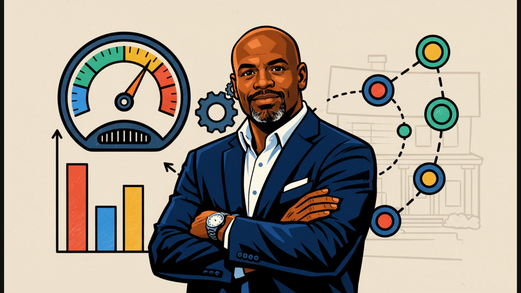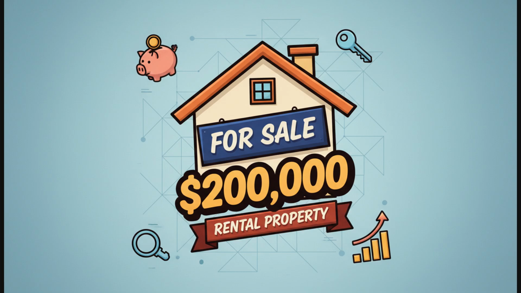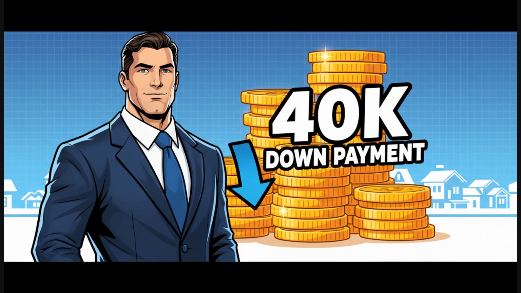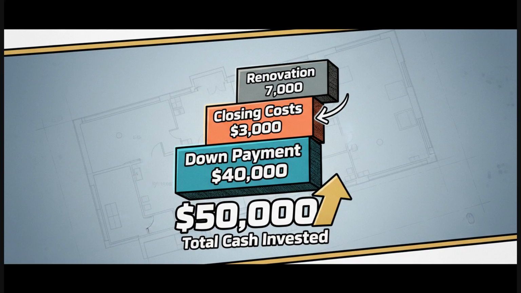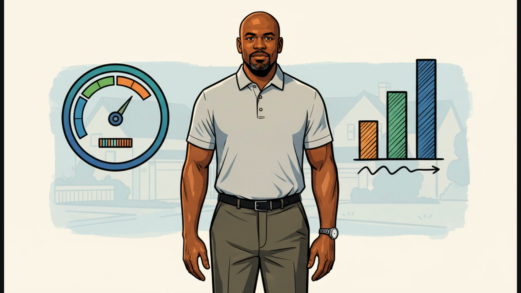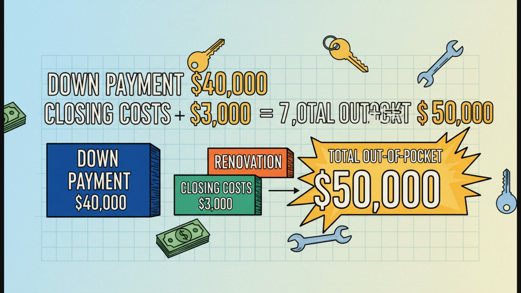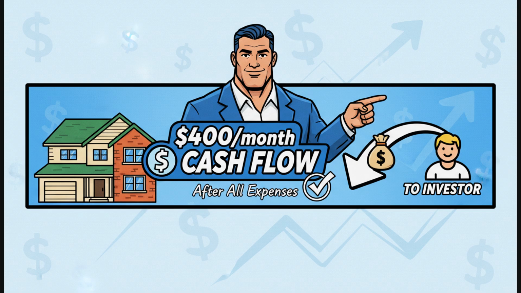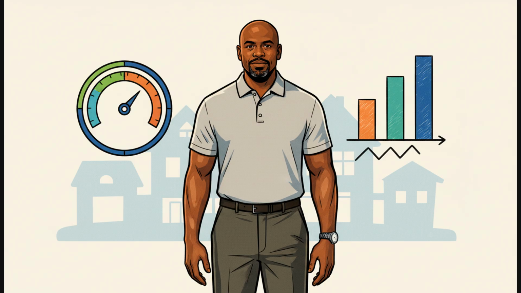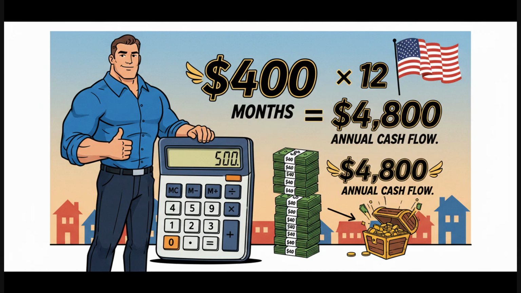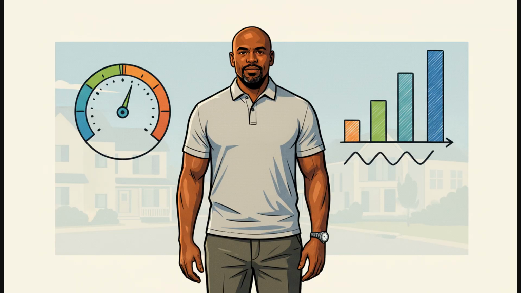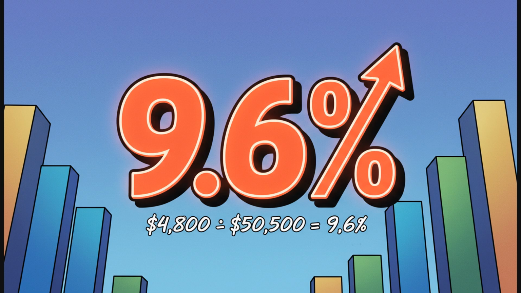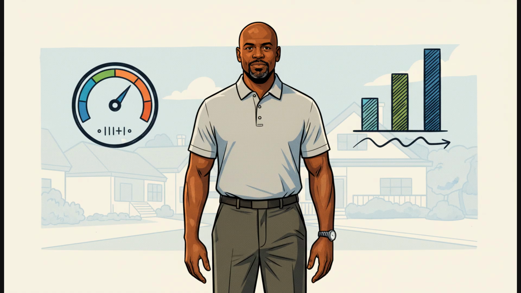Let me make this concrete. Say you buy a rental property for $200,000. You put down $40,000. Closing costs add another $3,000. Renovation gets you another $7,000. Your total out-of-pocket cash is $50,000. Now, that property nets you $400 per month in cash flow after all expenses. 400 times 12 months. That's $4,800 per year. Divide $4,800 by your $50,000 investment. You get 9.6%. That's your cash on cash return.